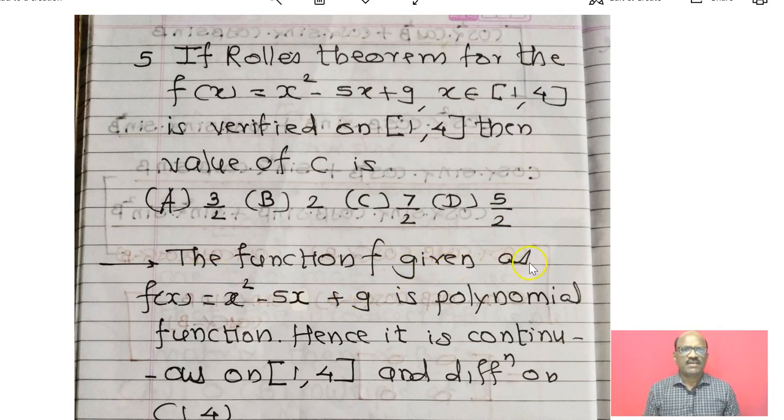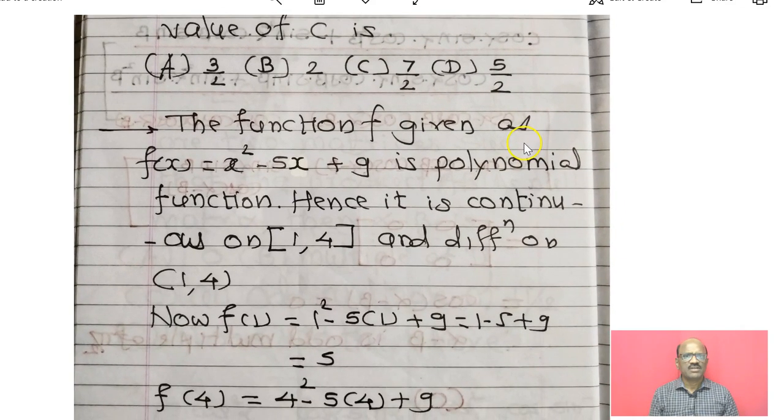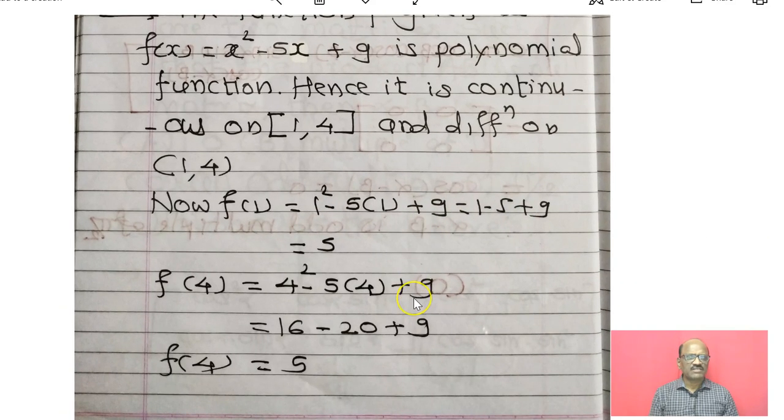The function f given as f(x) = x² − 5x + 9 is a polynomial function, hence it is always continuous on a closed interval and differentiable on the open interval, that is 1 to 4. We will find the value of f(1), which is 5, and f(4), which is again 5. It means that this condition is also satisfied: f(b) is equal to f(a).